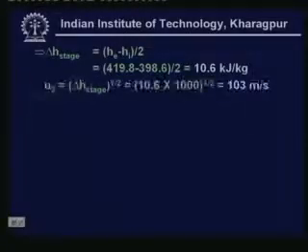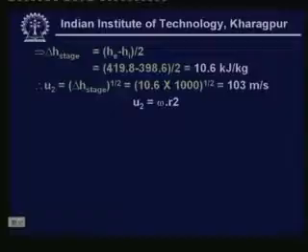And we know that this is equal to U2 square, that means U2 is equal to the square root of delta H stage. Since this delta H is in kilojoule per kg, and if you want to find velocity in meter per second, you have to multiply it by 1000. So U2 is equal to the square root of 10.6 into 1000, that is equal to 103 meter per second. So this is the tip speed of both the stages, and we know that tip speed U2 is equal to the rotational speed omega in radians per second into the outer radius.